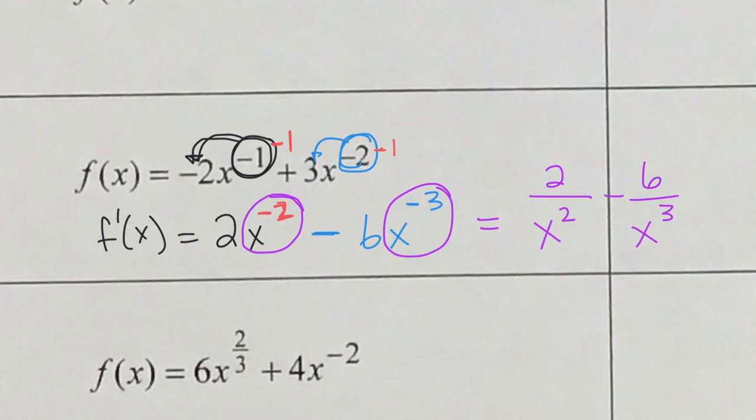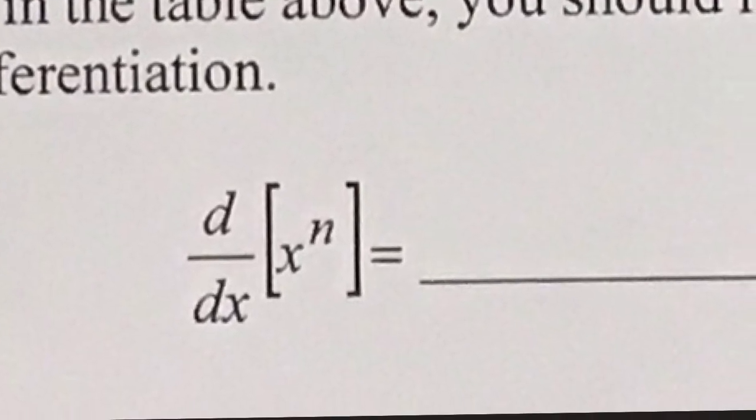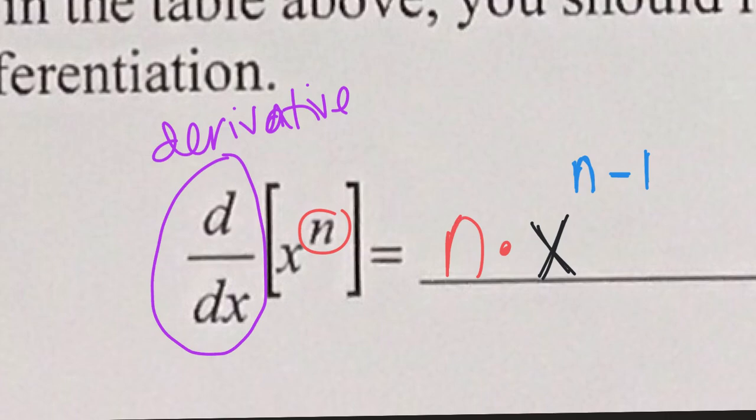So in general, we can come down here. So if this is the derivative, this is your fancy derivative notation of our function with respect to x. It is the power times your base raised to the n minus 1 power. We always subtract 1 from the power, anytime we do a power rule derivative. So that's in general.